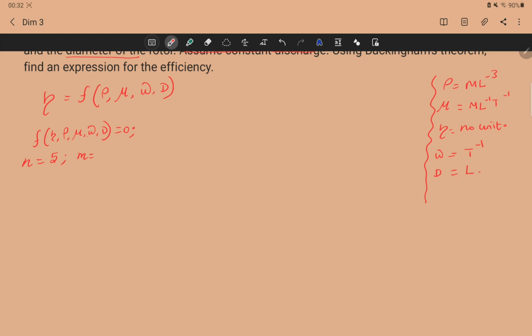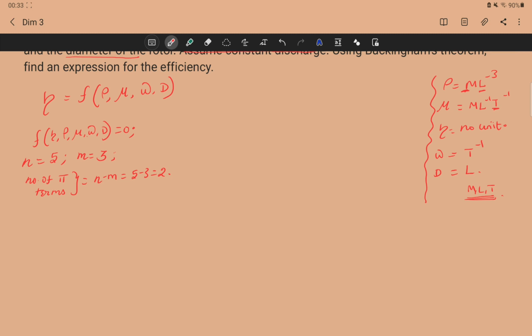Diameter is just length. So all that we have to do is to count how many fundamental dimensions there are. M, L, T. Are there any other ones? No. These are the three fundamental dimensions. So the number of fundamental dimensions is 3. So the number of pi terms equals n minus m, which is 5 minus 3, 2. So we are going to have 2 pi terms in this particular problem.